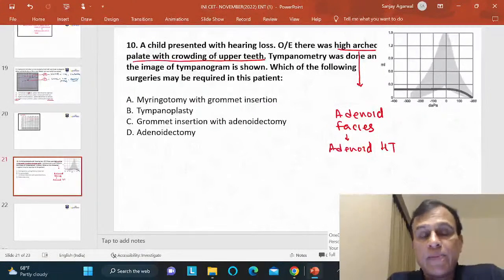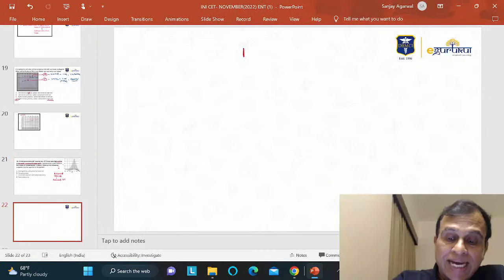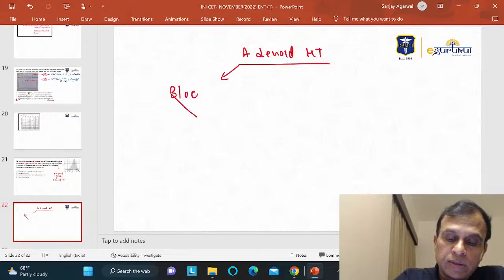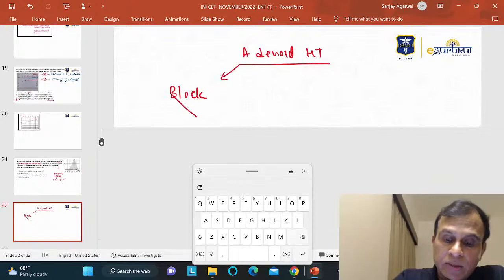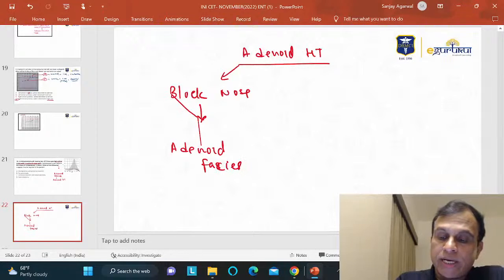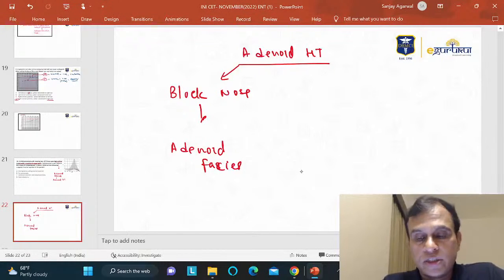So this is a case of adenoid hypertrophy which leads to adenoid facies. Now I compare to this slide. Adenoid hypertrophy, I'm sure you know, can lead to two problems. It may block the choana or nose, and this leads to adenoid facies. So obviously in this patient, this choana or the nose was blocked because of adenoid hypertrophy, and that's why the patient has adenoid facies, high arch palate, crowding of whatever was given in the choices.